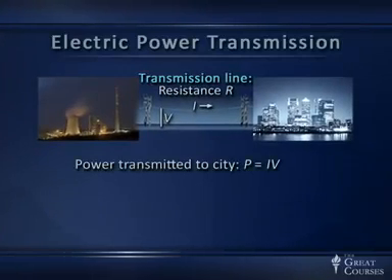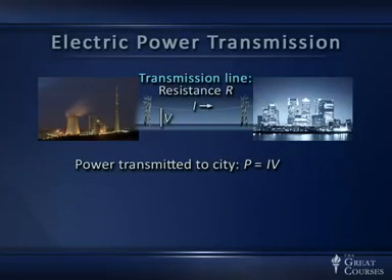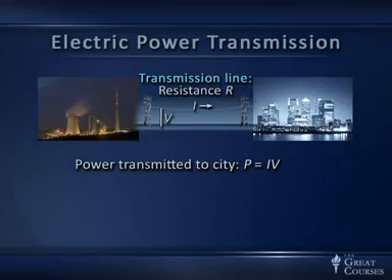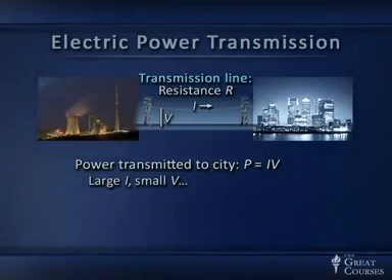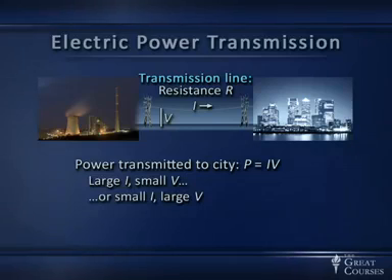So the power plant is supplying some power P. That power is the product of this voltage and current. So the power transmitted to the city is P equals IV. We could possibly transmit that with a very, very large current and a relatively small voltage. Or we could do it with a small current and a large voltage.